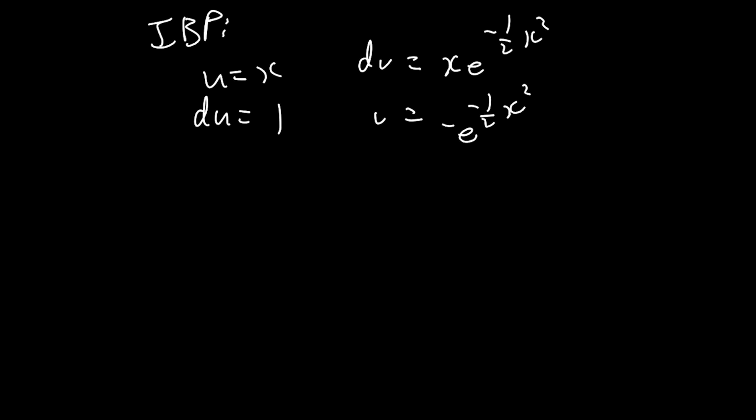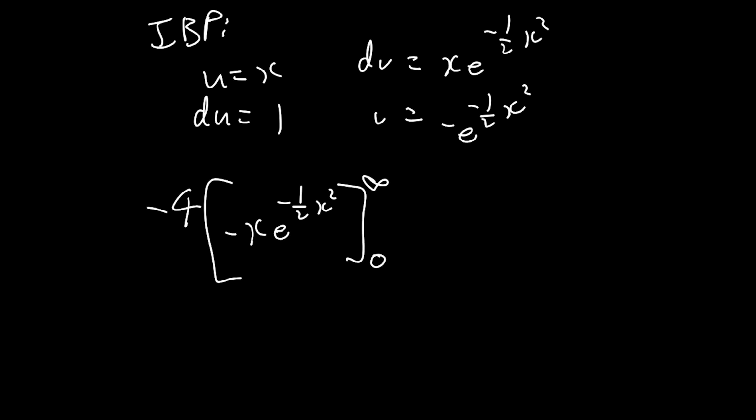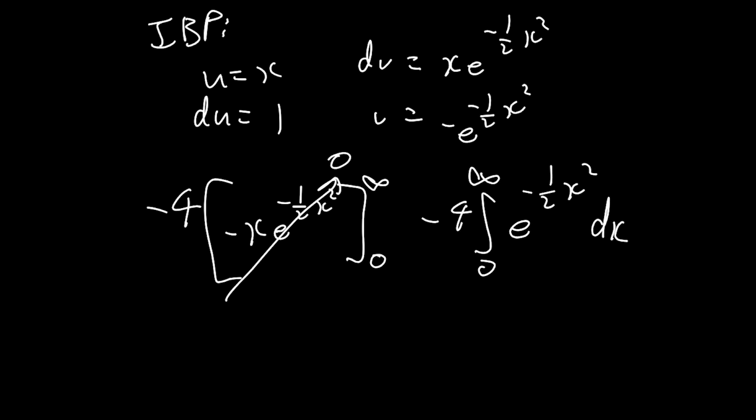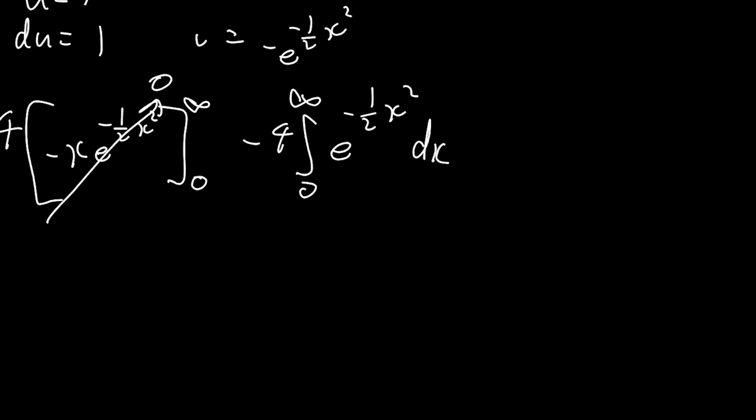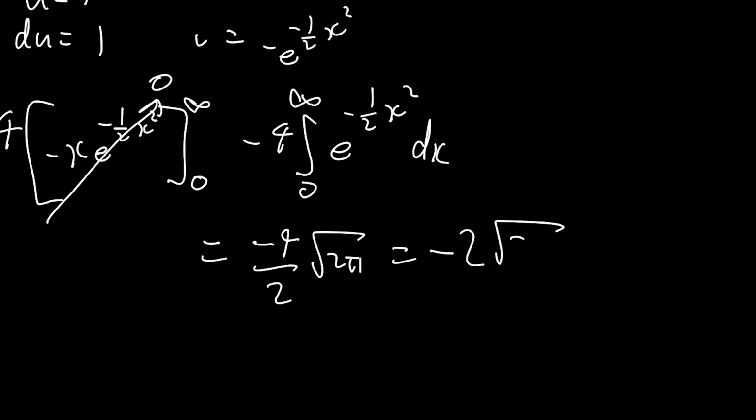Putting this together, we have minus 4 times minus x e to the minus a half x squared between 0 and infinity, which again is 0. And then we're just going to do minus 4 times the integral between 0 and infinity of e to the minus a half x squared, which we know as the Gaussian integral. So you can say that this is minus 4 over 2 lots of square root 2 pi, which just leaves our final answer as minus 2 square root 2 pi. There you go.